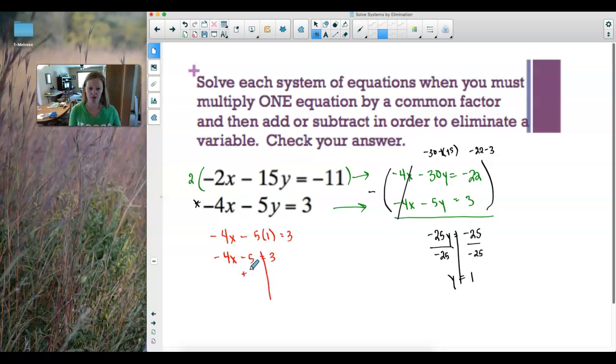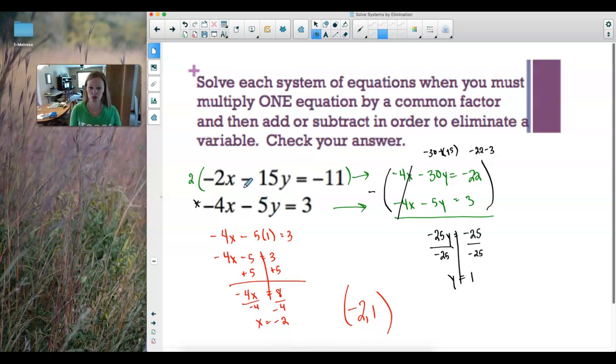Let's add 5 to both sides. So we get negative 4x equals 8, and divide by negative 4. So x equals negative 2. Be careful with negative and positive signs. So our solution is negative 2, 1, always listing the x value first.